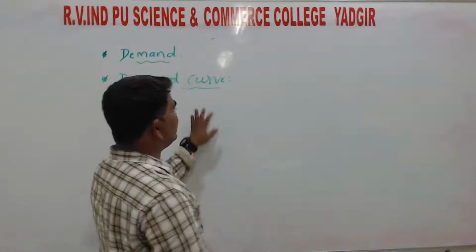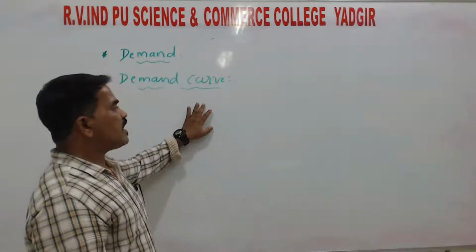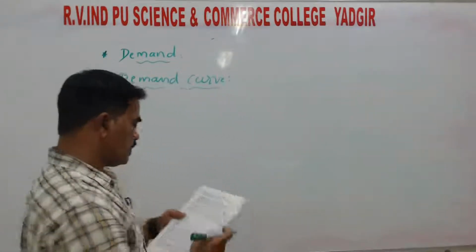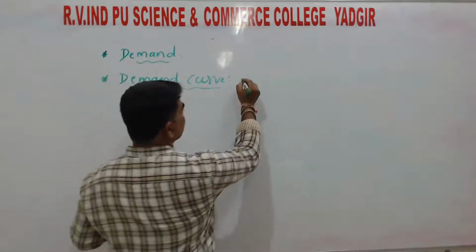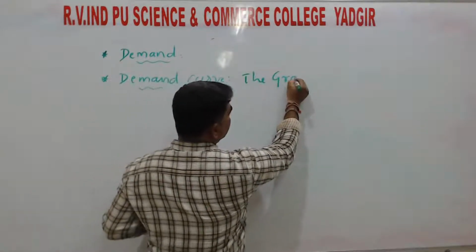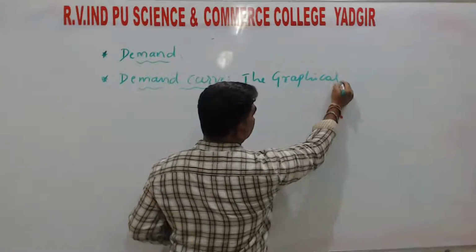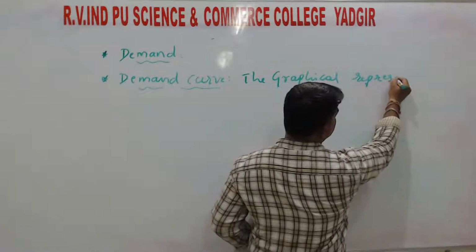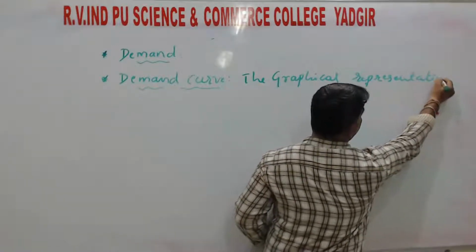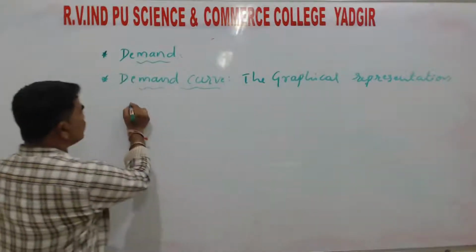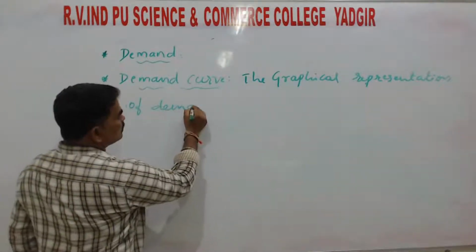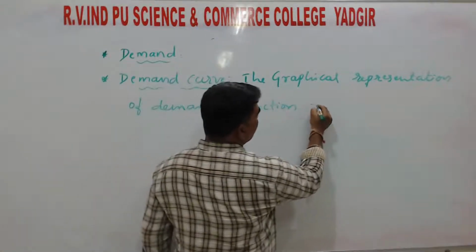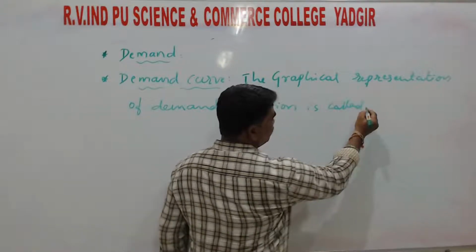So demand curve is a graphical representation of demand function. We call it as demand curve. The graphical representation of demand function is called demand curve.